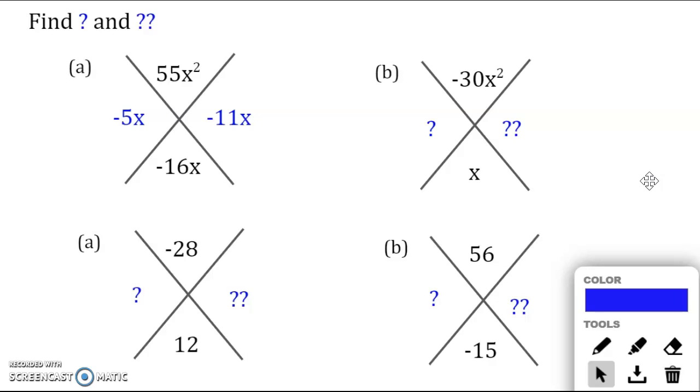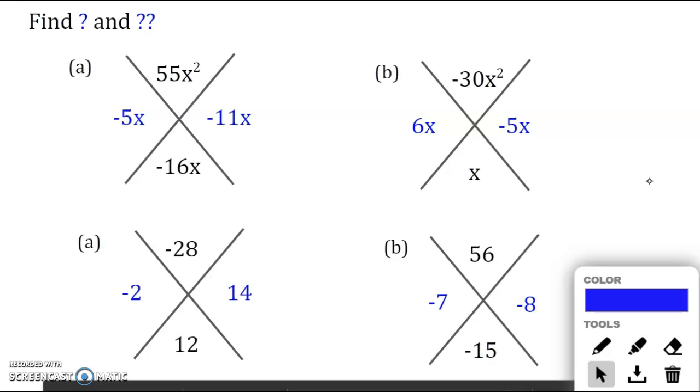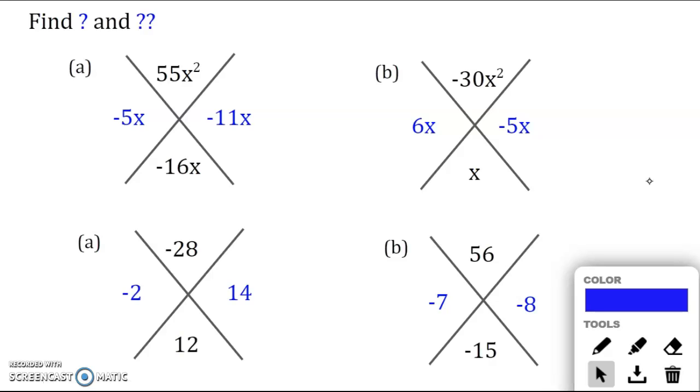Okay, for the first one, it should be -5x and -11x, and then 6x and -5x, -2 and 14, and -7 and -8. When you see an x squared and x here, it's up to you. You can just omit the x squares knowing that you are going to have to deal with the x's, or you can put the x squared there. That's fine too. But you should be comfortable with both.